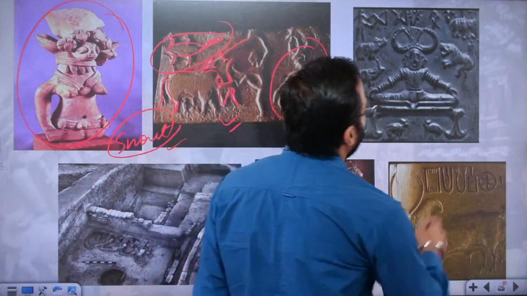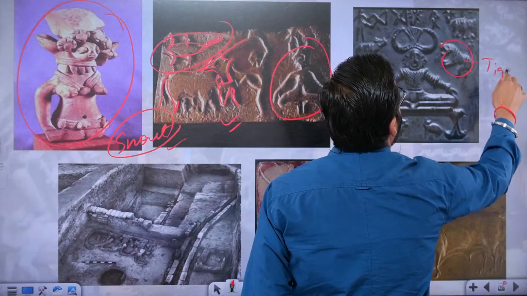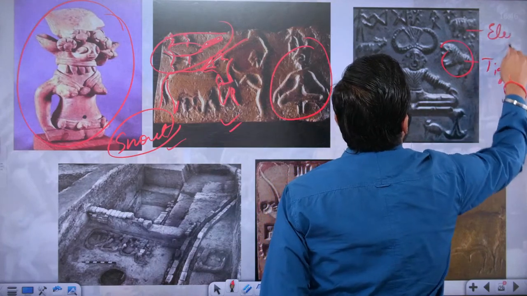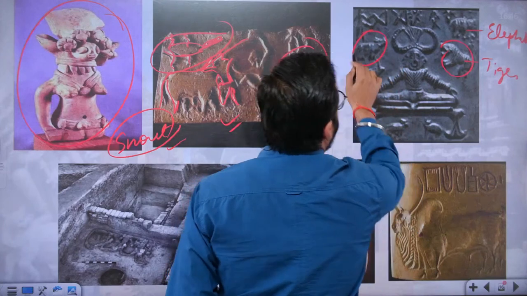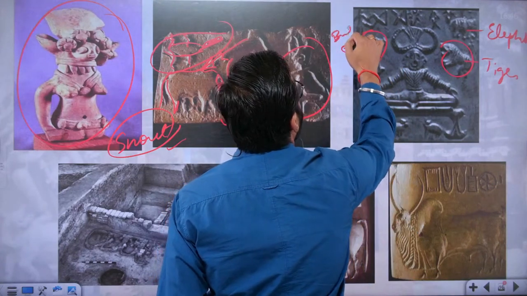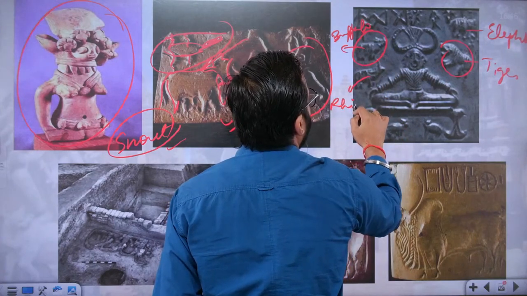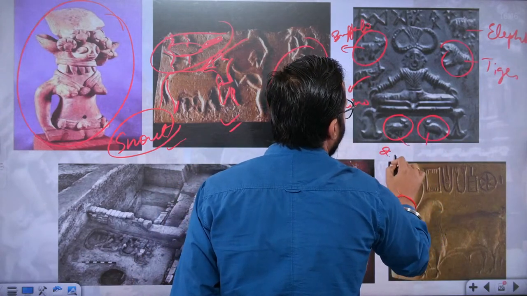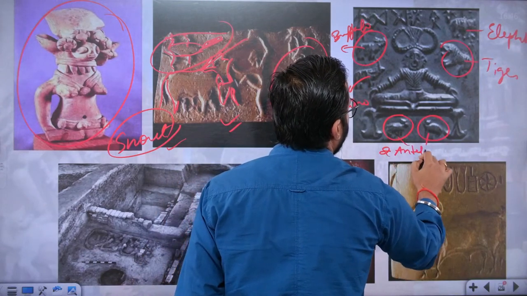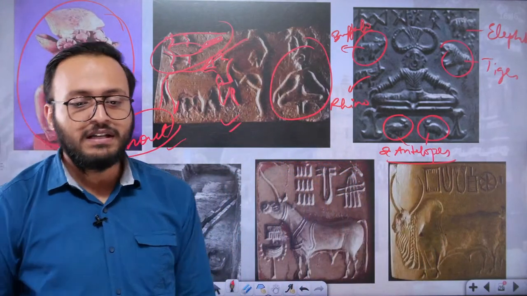right, Proto Shiva seal. Here you can see the presence of four strong animals, including a tiger, okay, including an elephant, all right, including a buffalo, and including a rhino, okay. And here these are the two antelopes. What is the meaning of antelopes? Antelopes means the deer, okay.